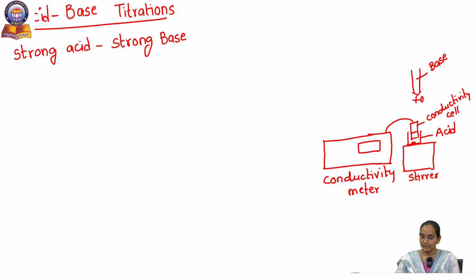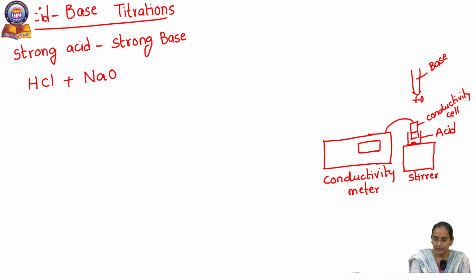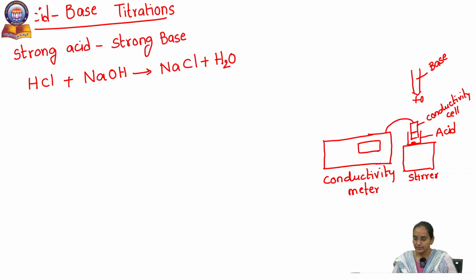Coming to strong acid and strong base titration, consider HCl as strong acid and NaOH as strong base. This is a neutralization reaction and it gives NaCl plus H2O. First, acid is taken in the beaker and base is taken in the burette. If we add base continuously to the acid, then we are going to measure the conductance, which is shown in the display of the conductivity meter.